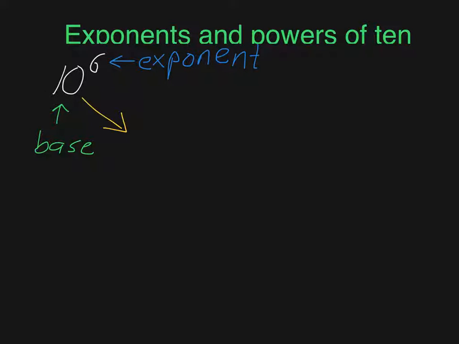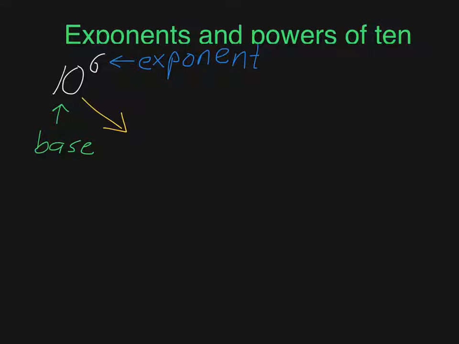I did a little diagram here to explain what exactly an exponent is. We're looking at the number 10 to the 6th power. The 6 is kind of like an apostrophe number. It's an exponent, and 10 is what we call the base. Now, it's easiest to explain if I just write out what this means.